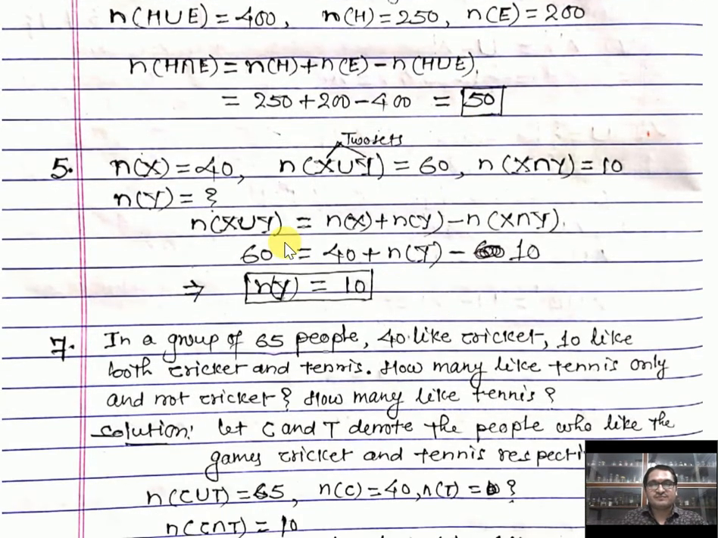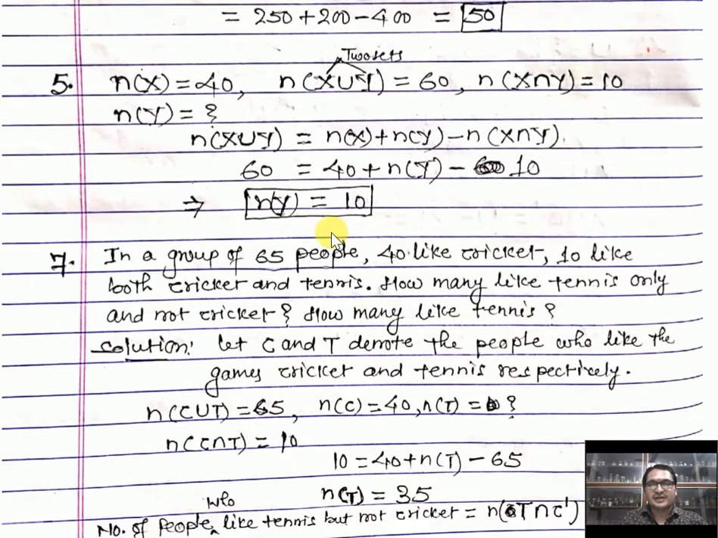Question number 5. There are two sets given, X and Y. The number of elements in X is 40, the number of elements in X union Y is 60, and the number of elements in X intersection Y is 10. Find the value of n(Y). Just apply the simple formula: n(X union Y) equals n(X) plus n(Y) minus n(X intersection Y). You will get the value.